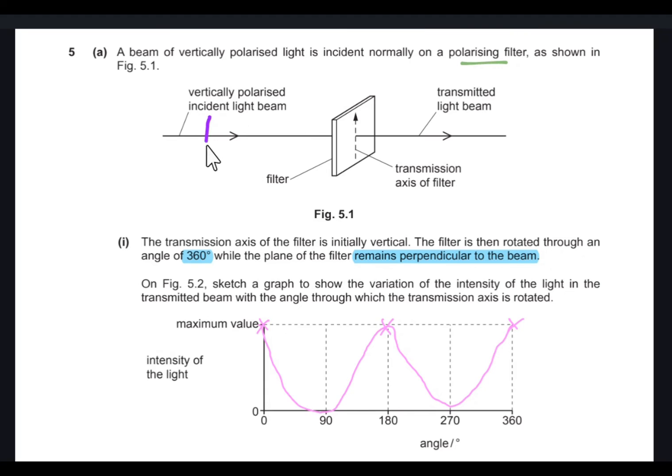To summarize, initially vertically polarized light is passing, and since the transmission axis is vertical, maximum intensity of light is passing. When the transmission axis is at 180 degrees it is also vertical, and at 360 degrees it is also vertical, therefore the maximum amount of light is passing. But when the axis is rotated 90 degrees or 270 degrees, it becomes horizontal and the light is vertical. As a result, no light passes through and the intensity becomes 0. Thus our graph would look like a cos curve.